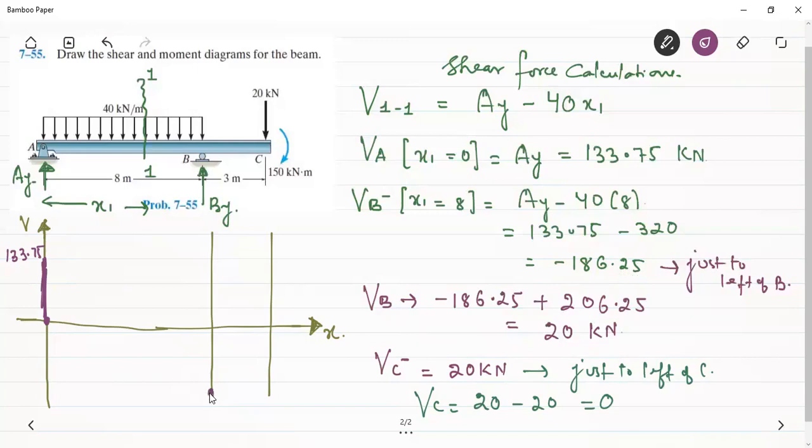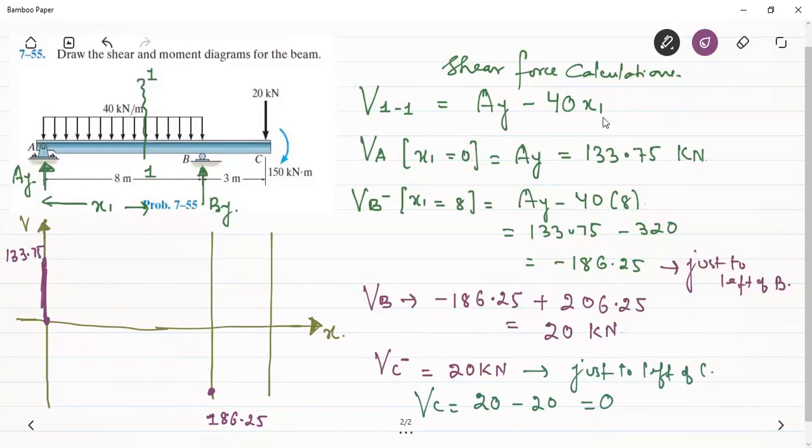Okay, it will be minus 186.25 just to the left of B. So let me take this to be 186.25. It is just to the left of B, and this will be connected by a straight line because we have seen that whenever we have a uniformly distributed load, the shear force will be a linear function. It is clear from this equation. You can see that the shear force varies in the section 1,1, that is between A and B. The variation of the shear force is given by this equation.